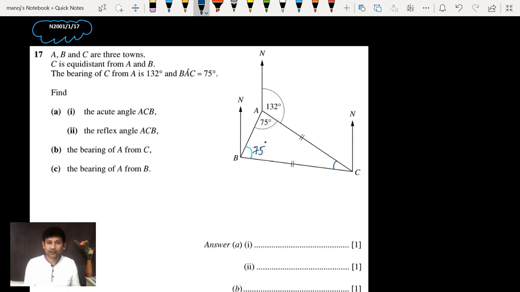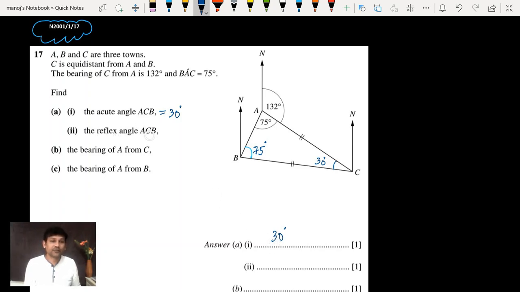So when we add the 75 and 75 and subtract from 180, we can get this angle. This angle is coming 30 degrees. Sum, like 150 minus 180, is coming 30 degrees. Okay, we have this. Now read the question. The acute angle ACB, acute angle means less than 90. That we have done, 30 degrees. This is not bearing, so just write 30 degrees, not the spherical bearing.